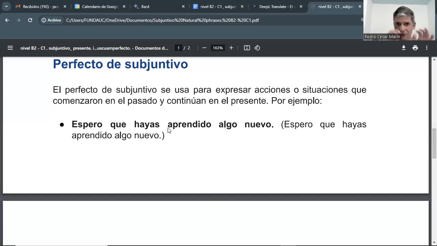Usually with the use of this tense of the subjunctive mood, we know that an action started happening, but we don't know how it ended. We know that an action started, but we don't know usually how it ended. And we use this tense referring to that doubt, uncertainty. Espero que hayas aprendido algo nuevo. I hope you have learned something new. So I know you were trying to learn something. So I hope you ended up learning.